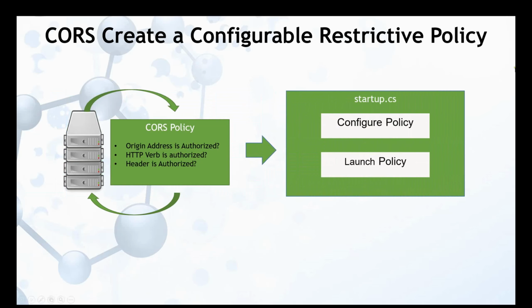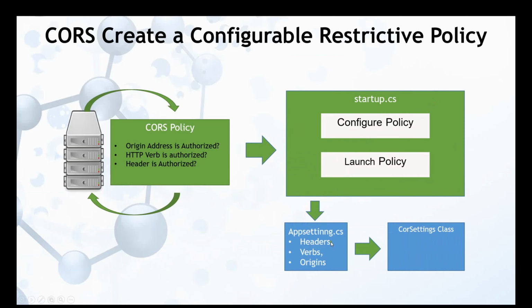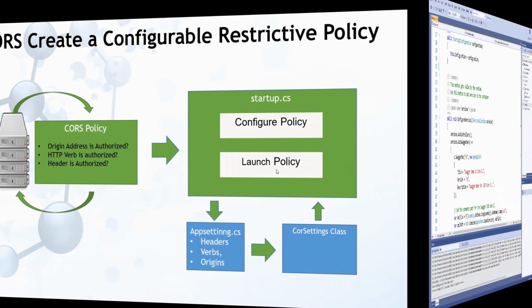But now, when we create it, the policy gets from the app setting JSON the header, verbs, and origin that we want to allow. The values are stored in a CORS setting class and given to the startup to use them to configure our CORS policy. Let's see this in the code.